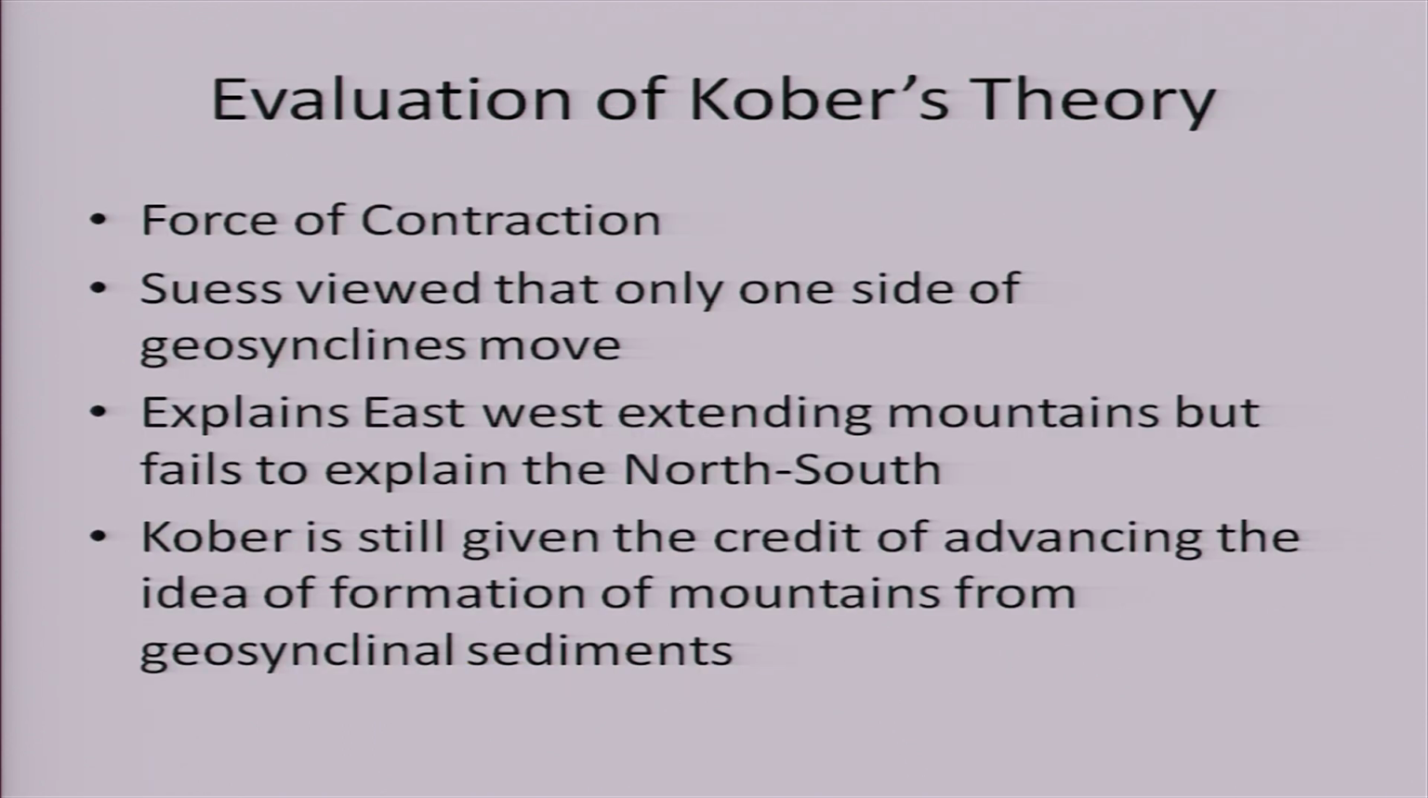Now, coming on to the evaluation of Kober's theory, there are several criticisms related to it. His force of contraction, or the compressional force generated due to subsidence, was criticized by various scholars, who said that such force is not sufficient to cause mighty folds in the geosynclines and give rise to fold mountains. Besides, a scholar, Suess, viewed that only one side of the geosyncline is moving and the other part is stationary.